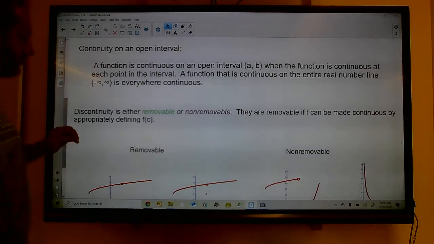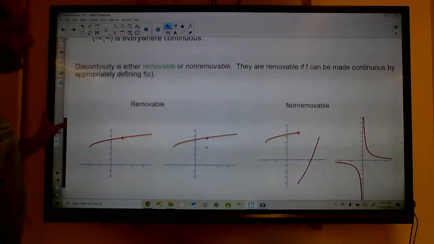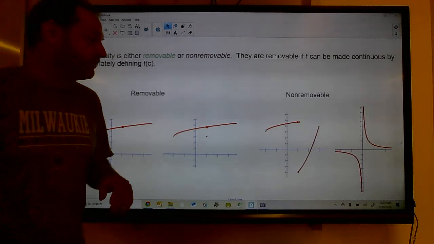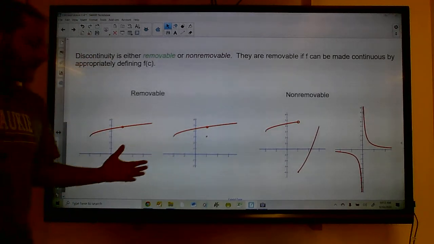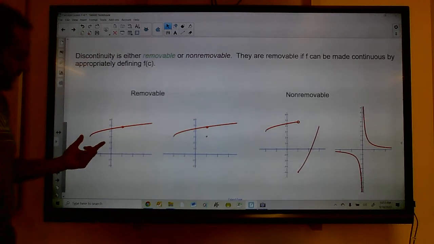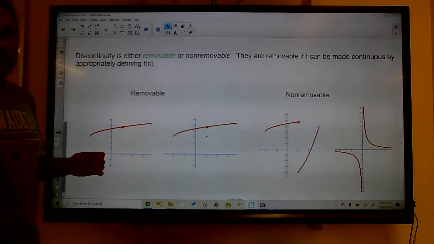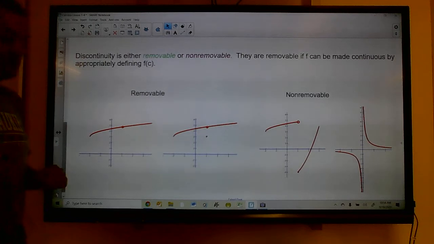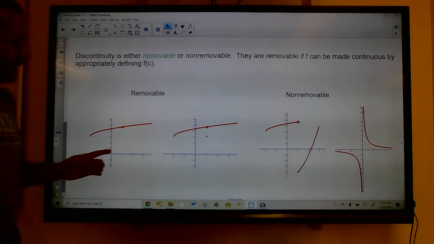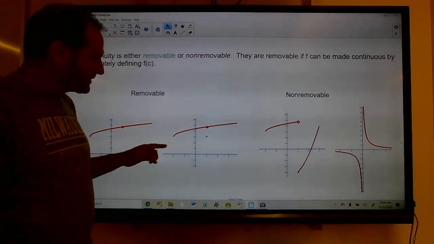Now there's two kinds of discontinuity. One is called removable, the other one's non-removable, okay? So here's a couple of examples of removable. Here's a curve, it's got a hole in it. If I just plug that hole, then I have a continuous function. That's removable. This one's almost the same, but slightly different.